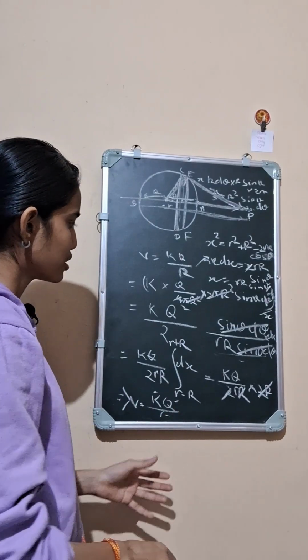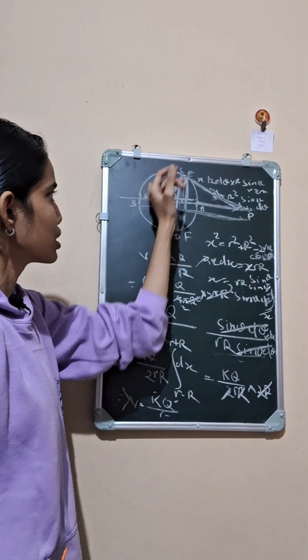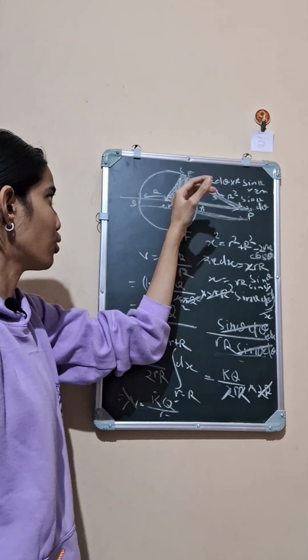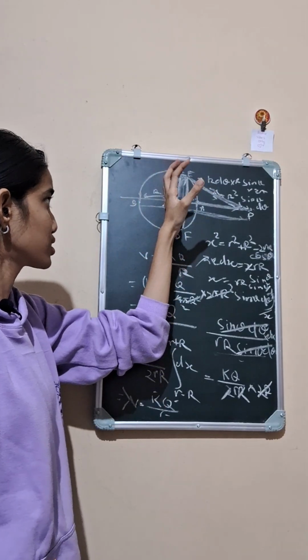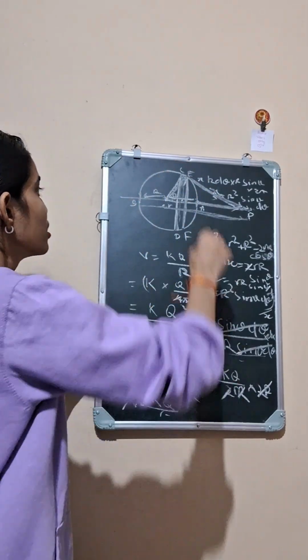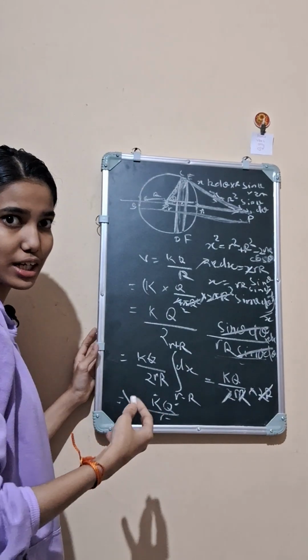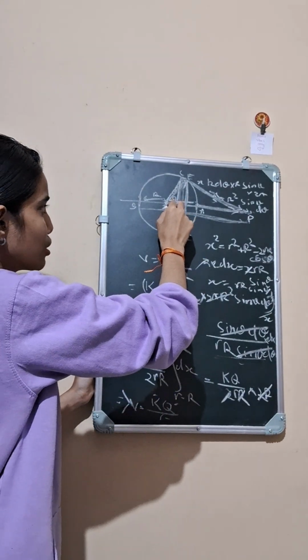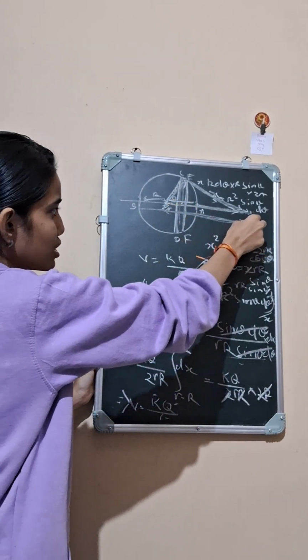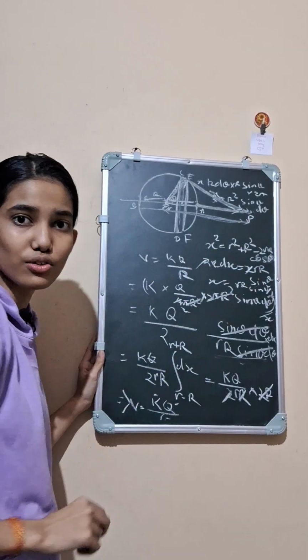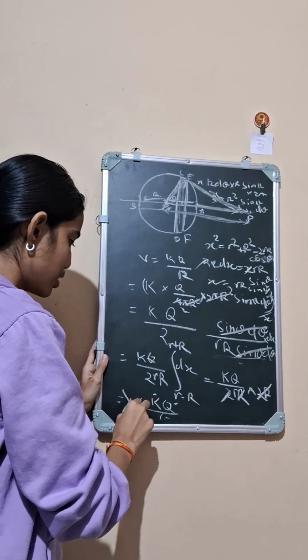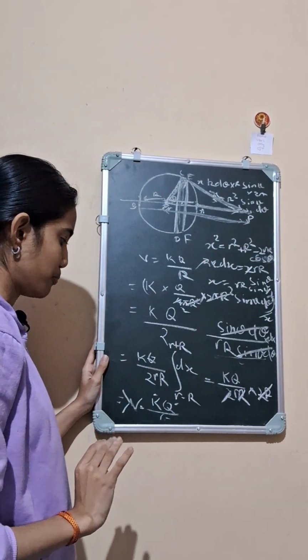Here you can see that it feels like the sphere is actually a point charge. The whole charge of the sphere is concentrated at the point O, the center of the sphere. It feels something like that because the distance from the center is what matters.